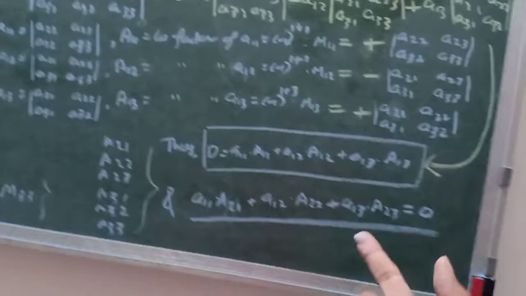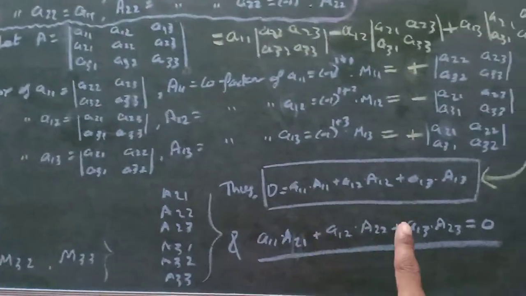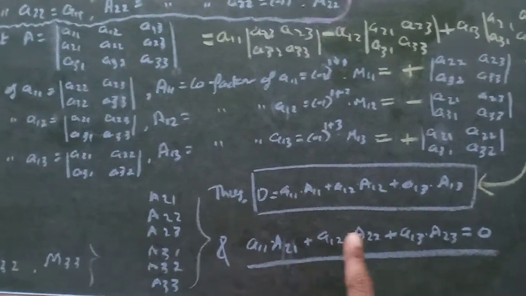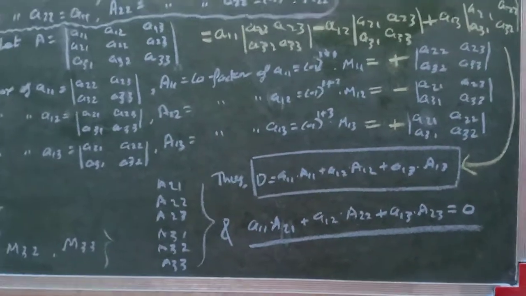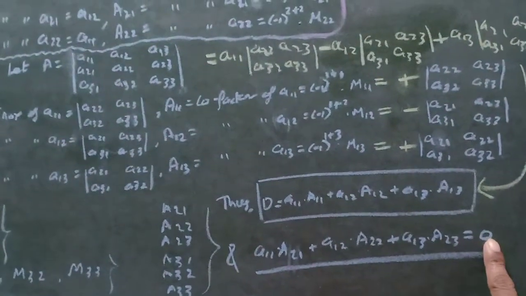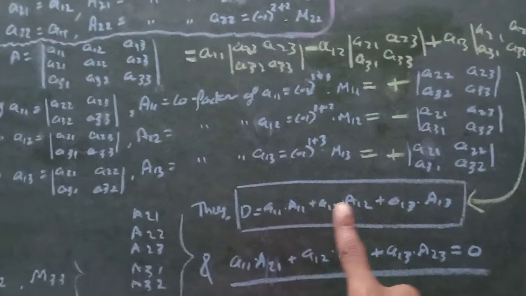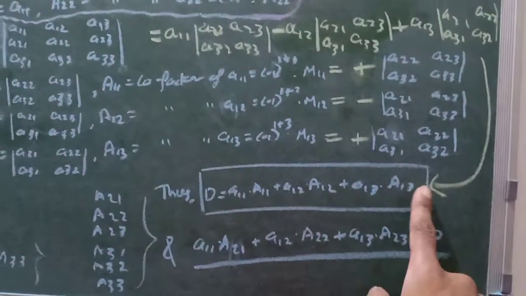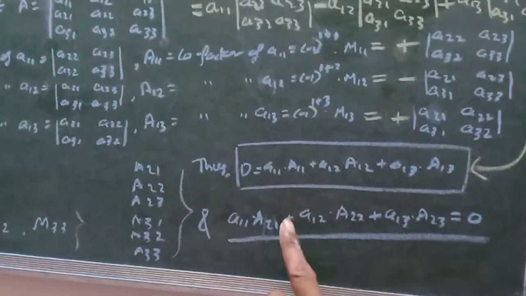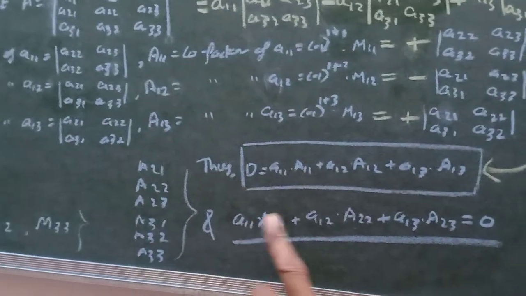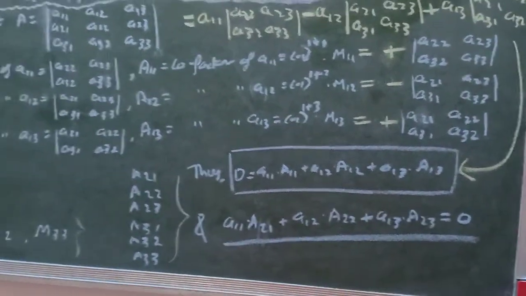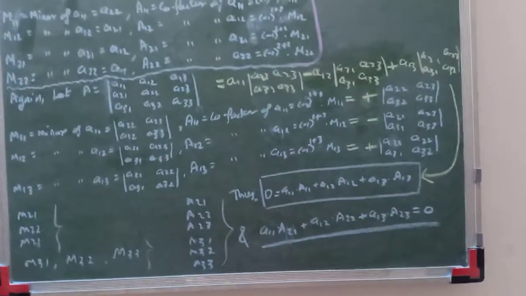Now, same way, another statement: the sum of the product of elements of any row or column with the cofactor of another row or column is equal to 0. So what are the two statements? The sum of the product of elements of any row or column with its cofactor is equal to the value of the determinant, and the sum of the product of elements of any row or column with the cofactor of another row or column is equal to 0.